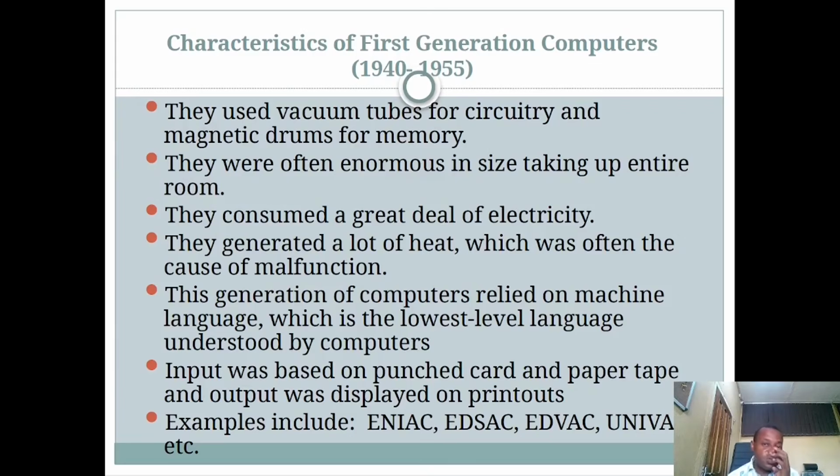One thing you should know about first generation computers is that they used vacuum tubes for their circuitry and magnetic drums for memory. They were often enormous in size, taking up an entire room. They consumed a great deal of electricity. They generated a lot of heat, which was often the cause of malfunction. So take note of these points.